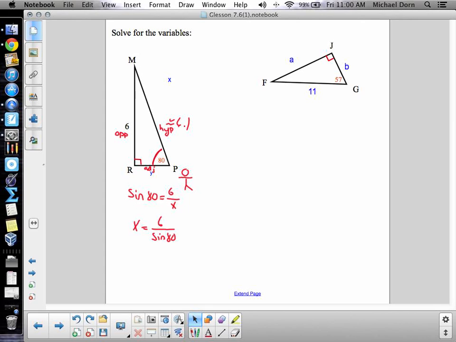So use the one that you're given. According to my angle, this is the opposite. That's the adjacent. Which function uses opposite and adjacent? Tangent. So my second equation would be tangent of 80 equals 6 over y. Again, the variable's in the denominator, but we just swap that.